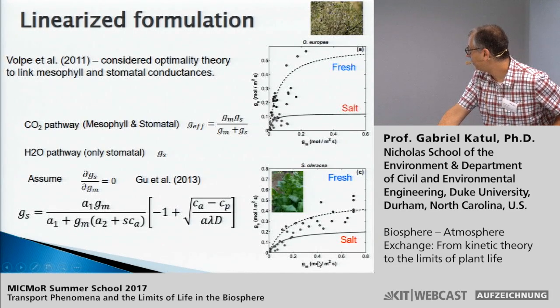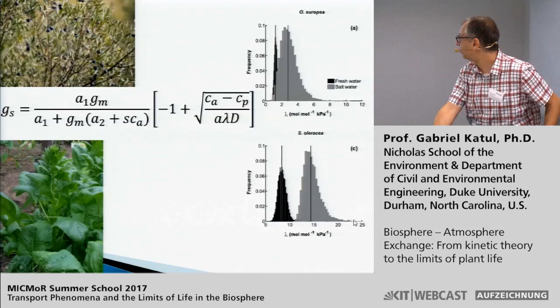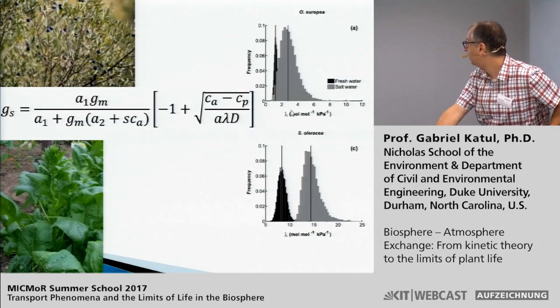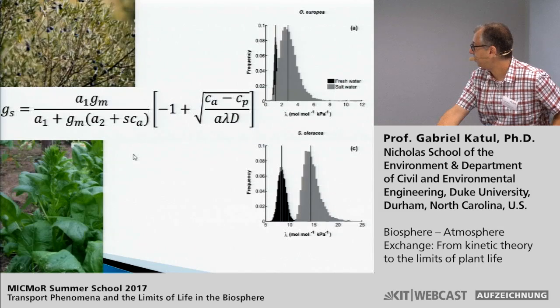So you don't predict the mesophyll conductance, but you could still predict the relation between stomatal conductance and mesophyll conductance that seem to be reasonably followed by the data. And she also did quite a bit of calculation of how salt might impact the marginal water use efficiency, the Lagrange multiplier. And again, what she found is that for olives, there is a big separation. For spinach, there is not. Then this is basically the expression that she has.